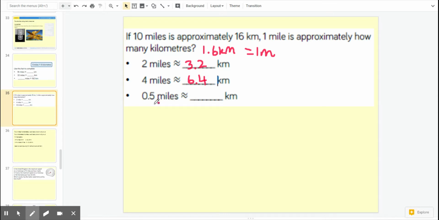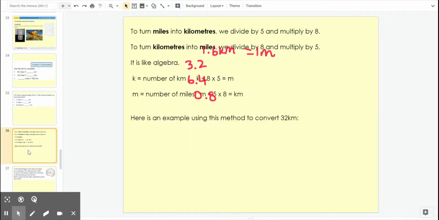Okay, so we've got 0.5 miles here. Let's look at the relationship between 1 mile and half a mile. We can see that that has been divided by 2. So we need to divide our 1.6 by 2. Pause me and in your books have a go. That's right, it would be 0.8. Well done. Okay, moving on to the next.